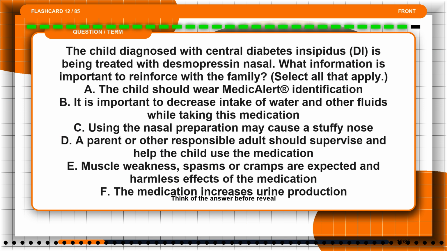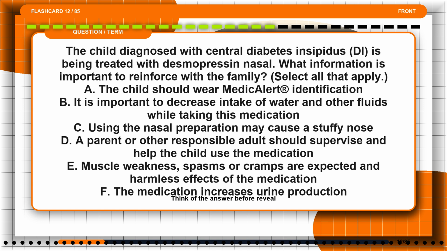Flashcard 12. The child diagnosed with central diabetes insipidus, DI, is being treated with desmopressin nasal. What information is important to reinforce with the family? Select all that apply.